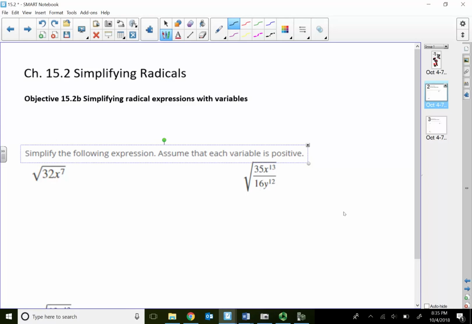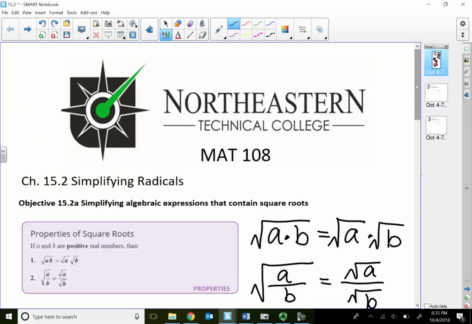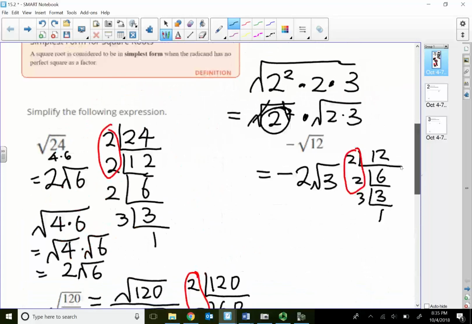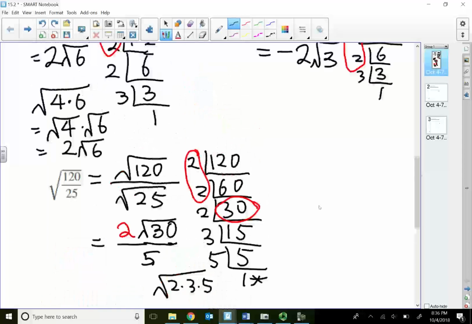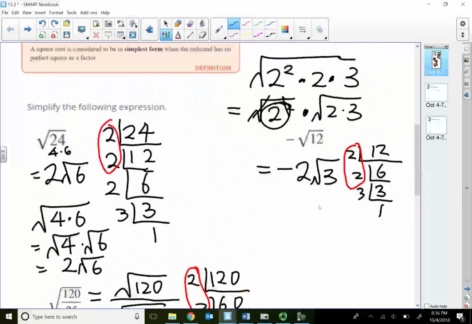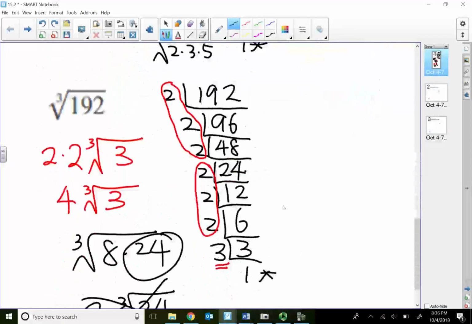15.2 Simplifying Radicals. In this video, we're going to continue to simplify radicals, and I'm going to add some variables with it. In the last video, we did a lot of these crazy problems. I want to pick an easy one. Let me pick the cube one.